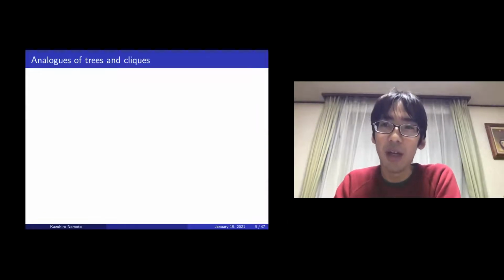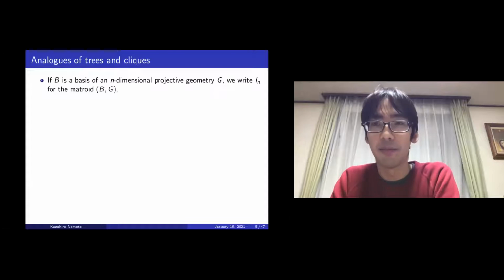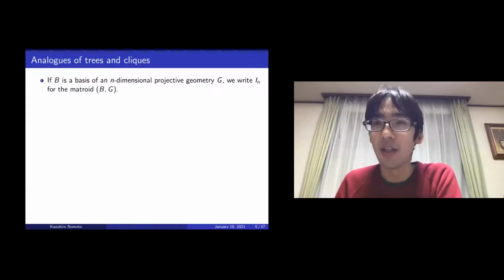So what I want to do first is try to change Gyárfás–Sumner into a matroidal version. So let me try to do that. The first ingredient is trees. In the conjecture, you have trees and cliques. For trees, I'm going to use the following matroid, which I'm going to denote by I_n for a positive integer n. It's just going to be a matroid with an n-dimensional projective geometry as your ambient space, and your ground set, in this case I write B, because I'm simply going to pick a basis. So that's going to be my candidate for trees.